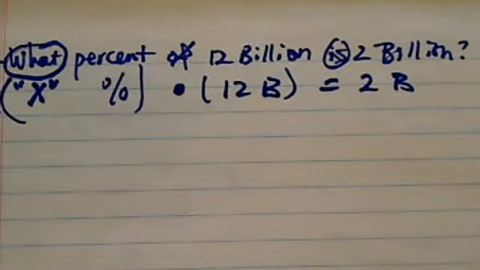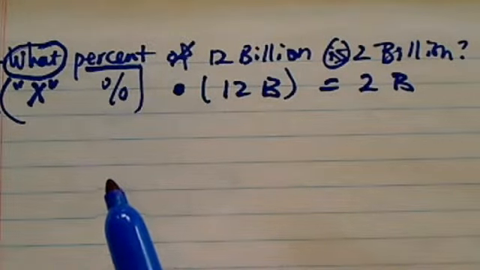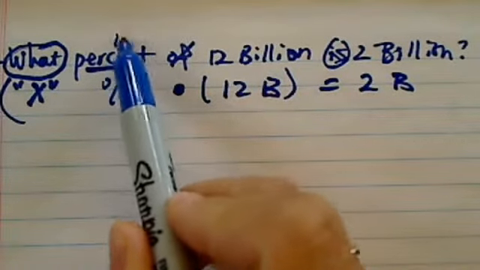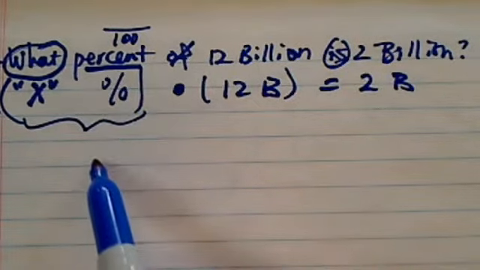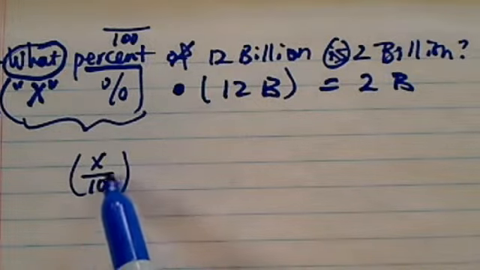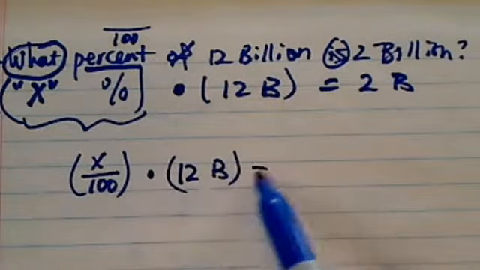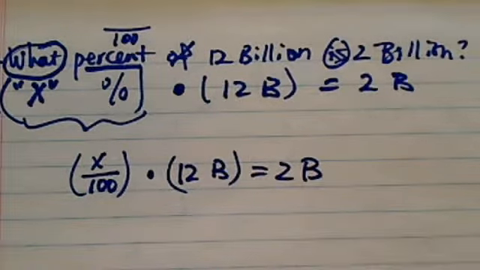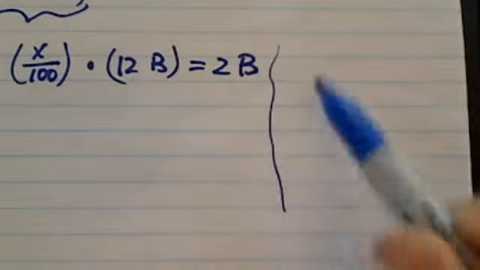Now, a word of caution: percent is a very interesting thing to take care of. Percent literally means per 100, so it's something divided by 100. So we're going to translate this into x divided by 100, times 12 billion, is equal to 2 billion.